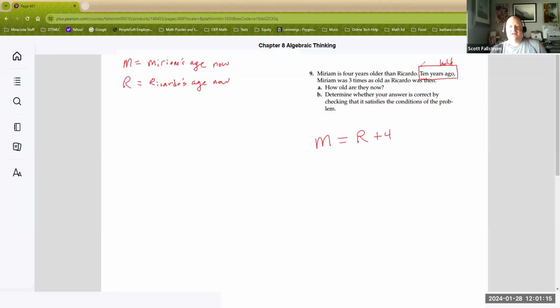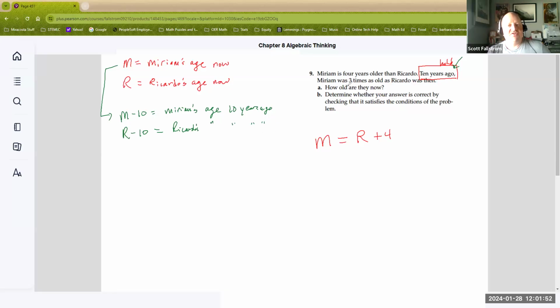Okay. Now, 10 years ago, so before I do anything, I'm going to come over here and be like, wait a minute. Now we're not talking about Miriam right now. Now we're talking about Miriam 10 years ago and Ricardo 10 years ago, because that says 10 years ago. So I could write this down: Miriam's age 10 years ago. And similarly, this is Ricardo's age 10 years ago. Okay, so there we go.